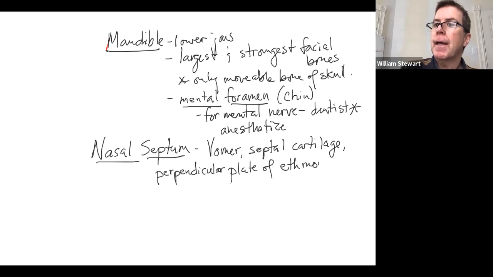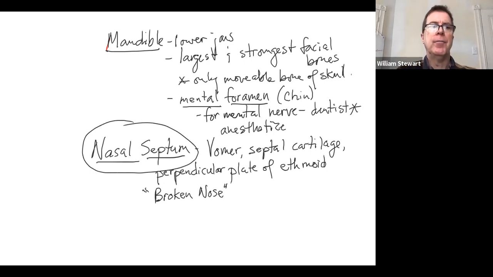Okay. That's what makes up our nasal septum. This is usually what gets damaged when we say somebody broke their nose. So I'm just going to put this in quotes. A broken nose is typically some sort of damage to this area, this nasal septum area. Almost always, it's damage to this cartilage. It's rare that this bone or this bone gets broken. It's not impossible, but a broken nose is usually a separation or damage to the septal cartilage, which makes up part of that nasal septum.